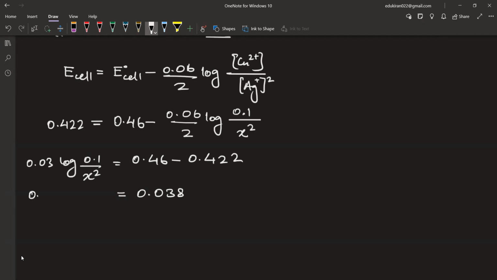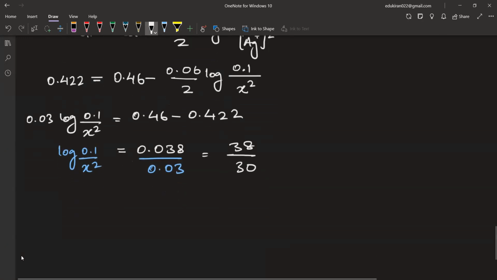0.038 is here. Now look, what can we do with this 0.03? We can bring it here. So you can write this as log of 0.1 upon x squared equals 0.038 divided by 0.03. Multiplying by 1000, this will be equal to 38 divided by 30. Calculate how much this comes to, then I will tell you how to solve it.